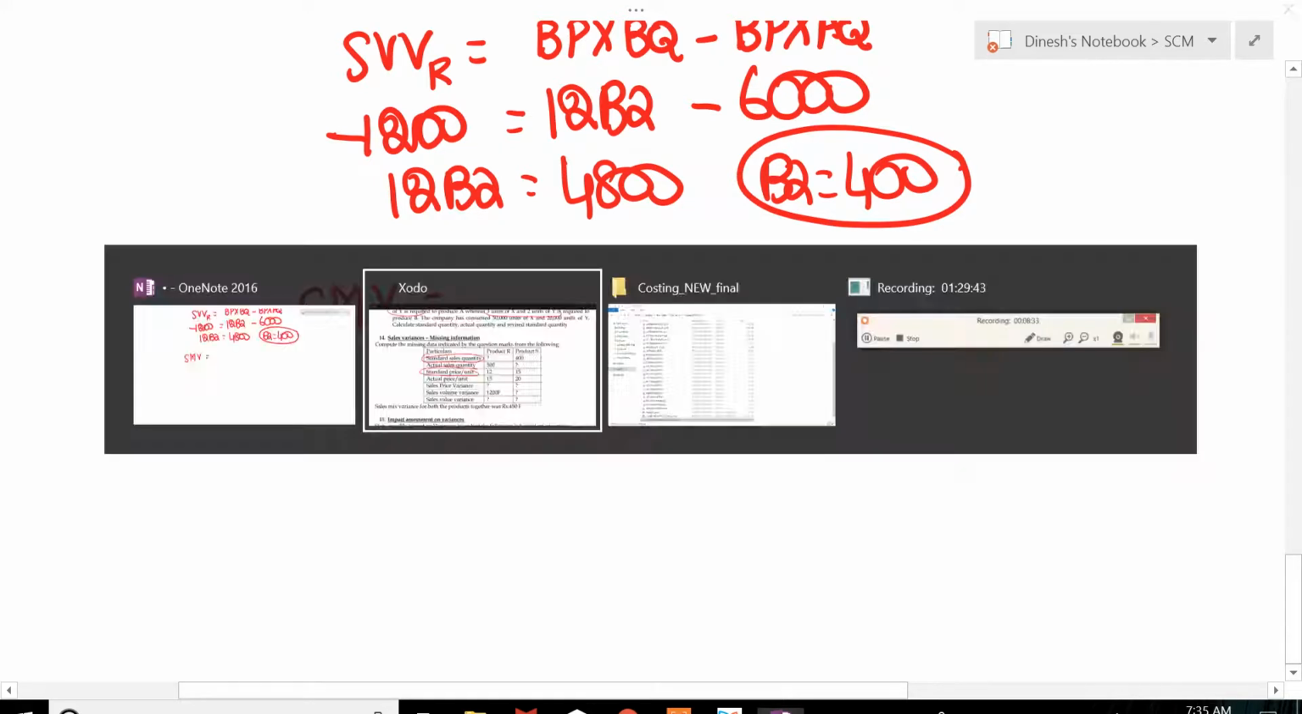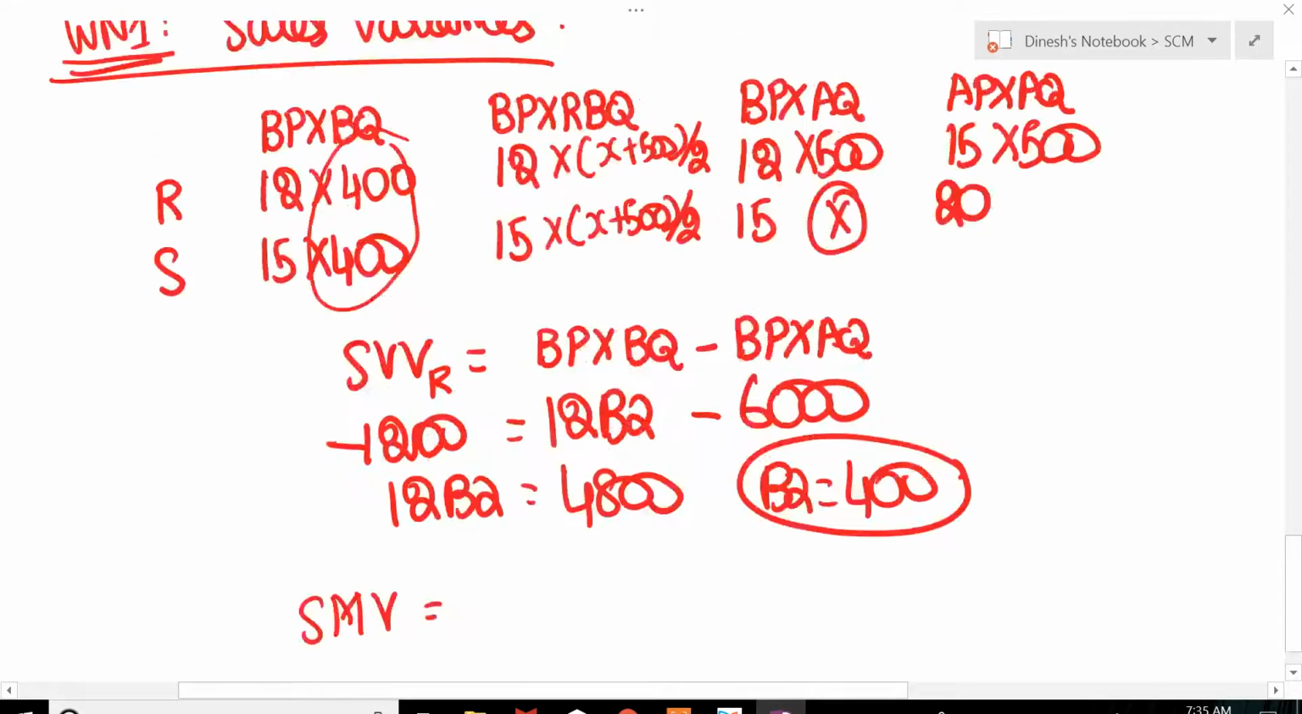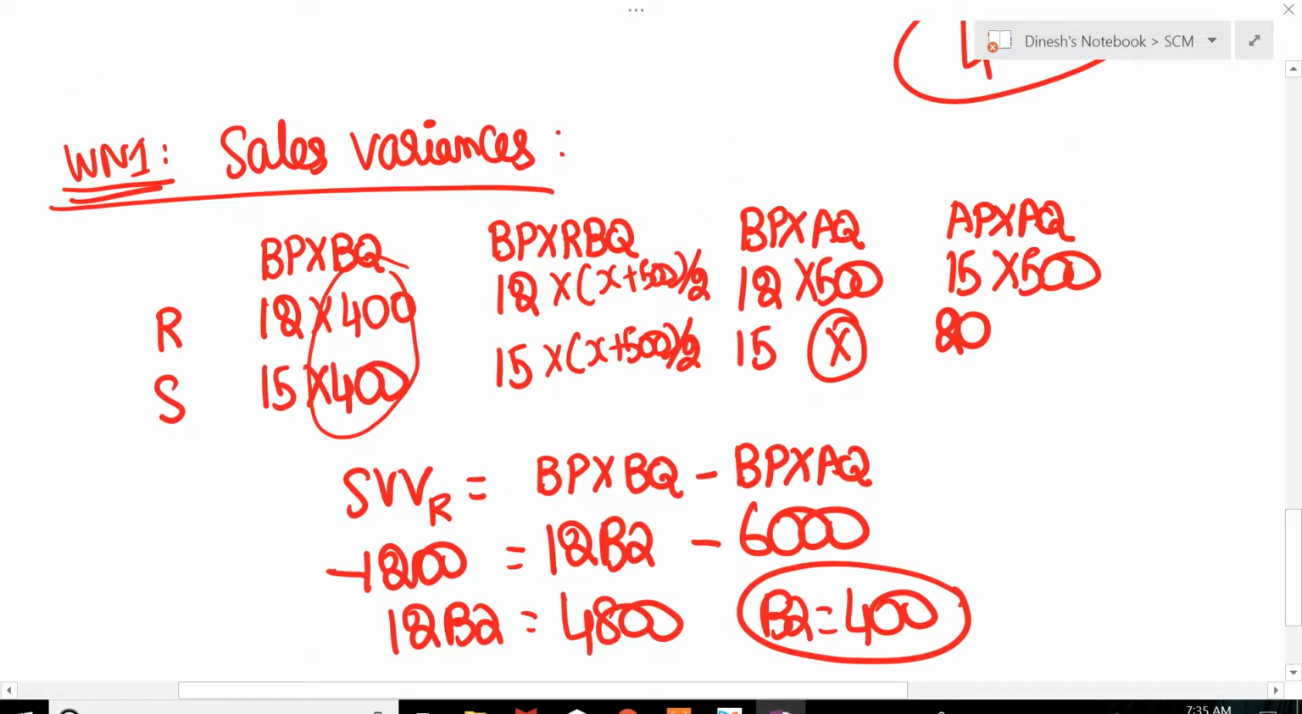So how do we proceed? We look at the variances which are there. I had both the variances. I could have started with mix variance. Let's assume when I start with mix variance, I would have assumed this as X, but I don't know the mix because this 400 is computed later on.